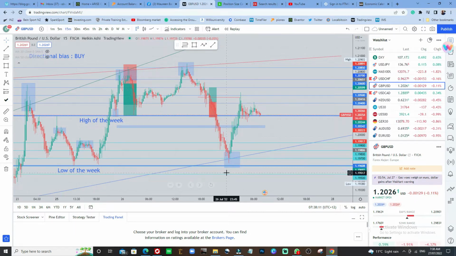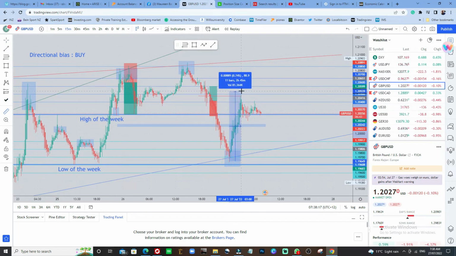While I closed it, now you see the market pushed back and started pulling to the back. About 80 something pips, 88 pips. Then it pulled back a little bit, 80 something pips.